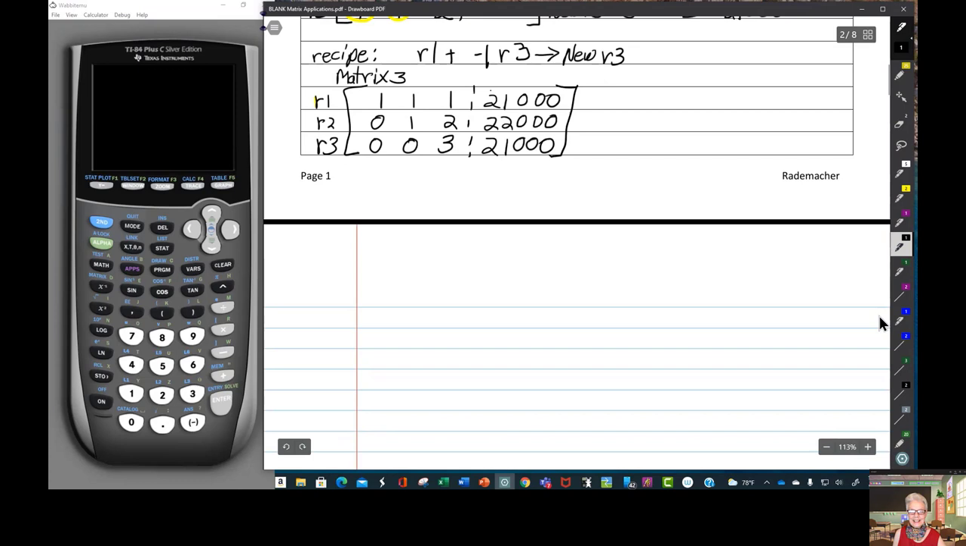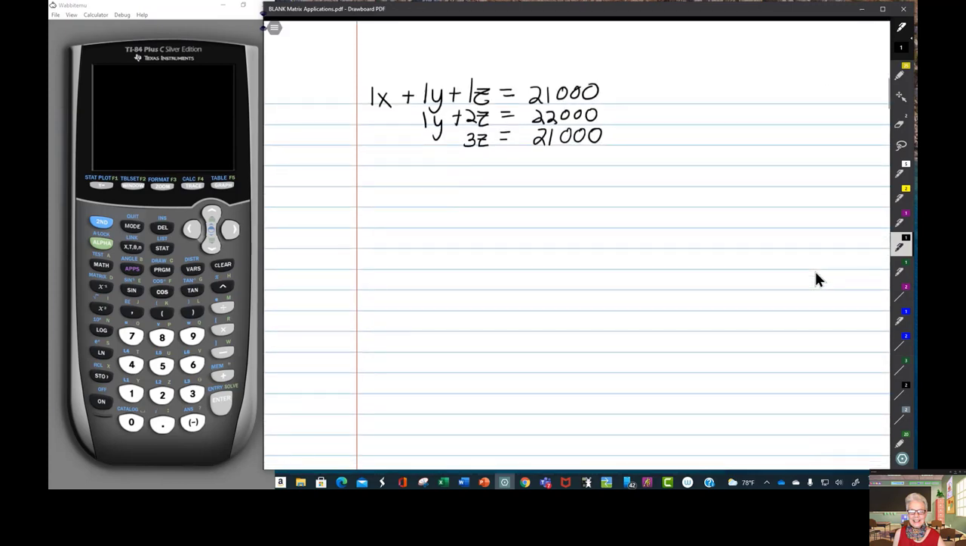Now, next step. The next step is to write matrix 3 as a system with variables in it. So this is going to be 1x plus 1y plus 1z equals 21,000. 1y plus 2z equals 22,000. And 3z equals 21,000. And this is our system. So now we're going to start back solving.